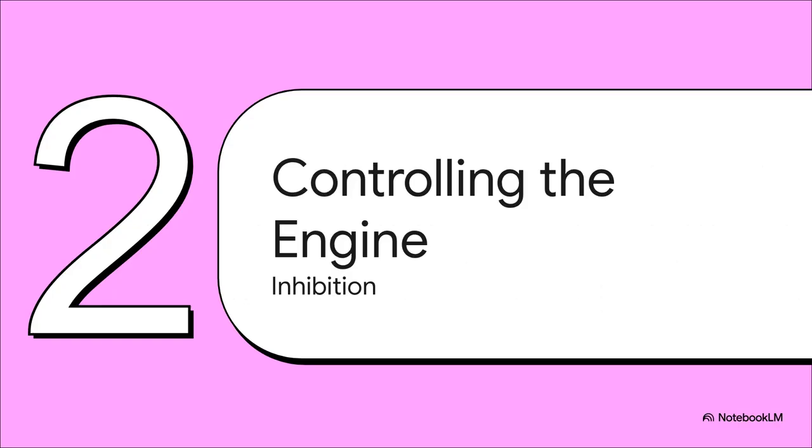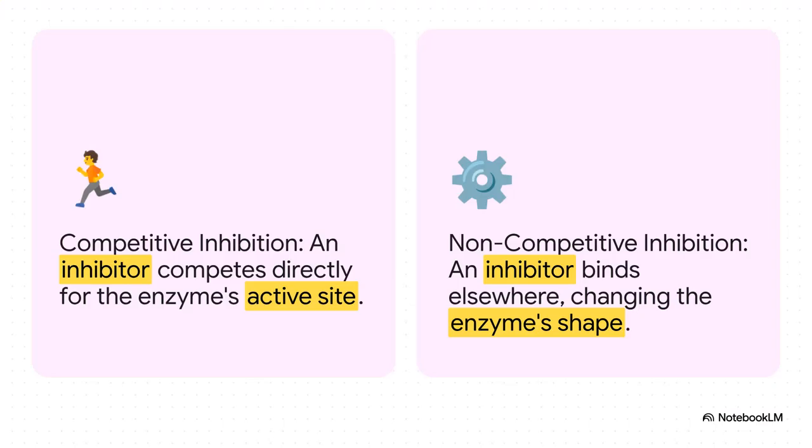Okay, but you can't have an engine running at full blast all the time. That would be incredibly wasteful, not to mention dangerous. So how do cells hit the brakes? This brings us to a super important control system, inhibition. And there are two main ways cells slow things down. With competitive inhibition, you've got an imposter molecule that looks enough like the real thing to block the enzyme's main docking port, the active site. It's a direct competition for that spot.